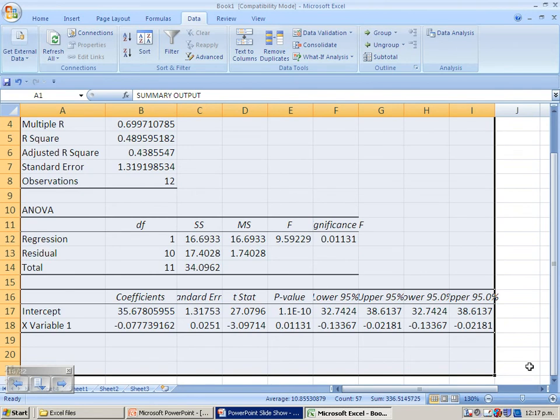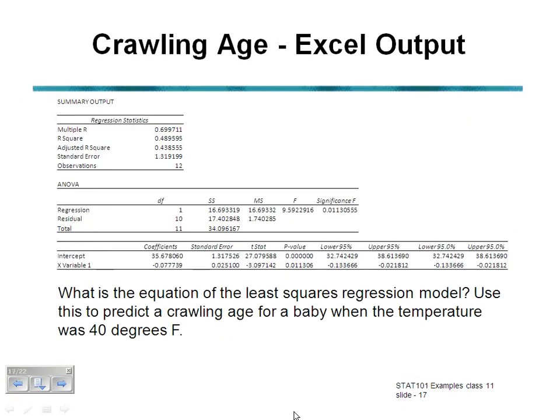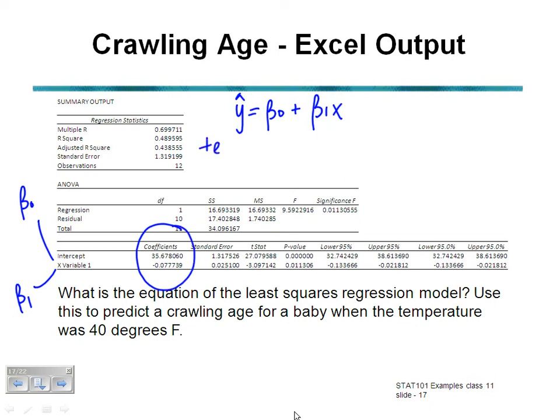From this, we're able to get the equation of the least squares regression model. Our general equation, y hat, is beta naught plus beta 1 times x, where beta naught is our intercept and beta 1 is our gradient. Excel calls x variable 1. Picking those two coefficients from the bottom left-hand side of the table.